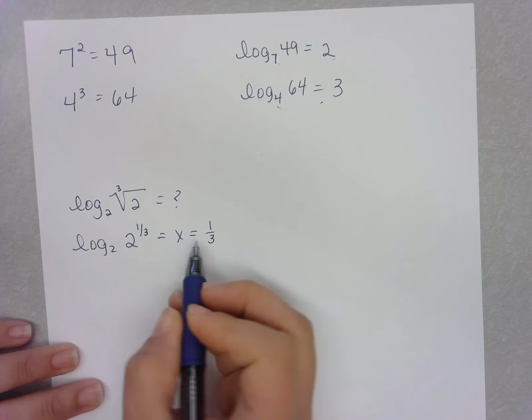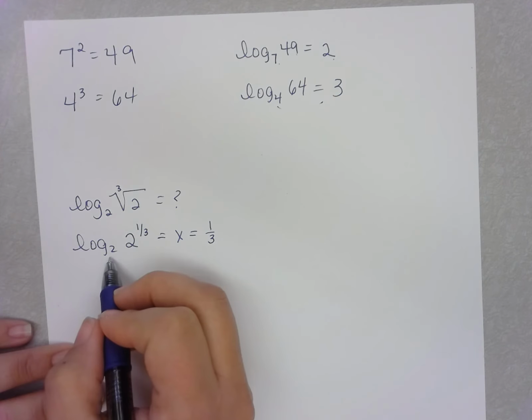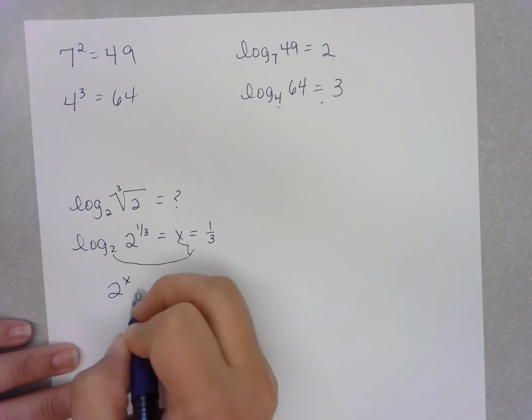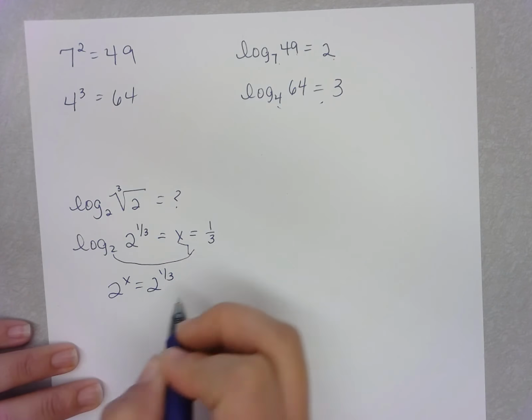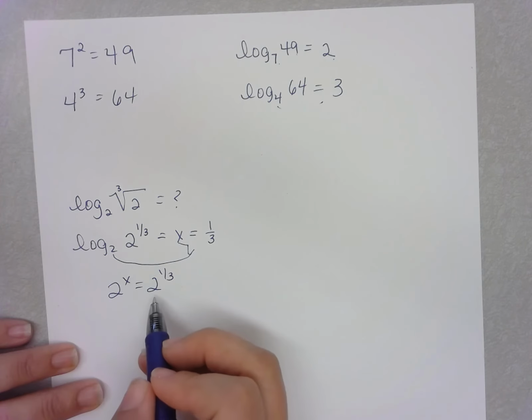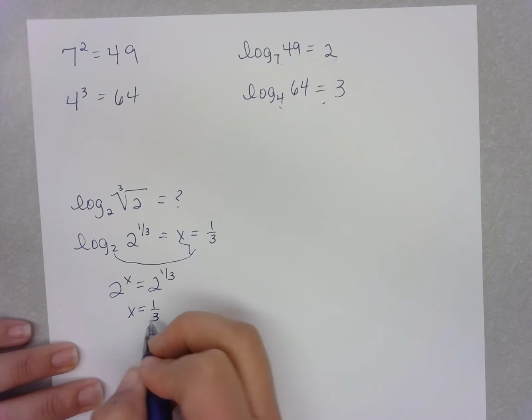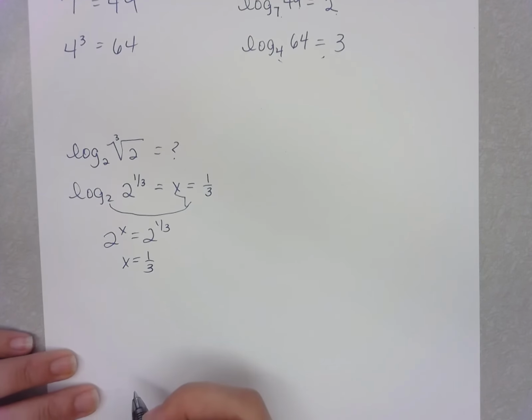If I want to put this back in exponential form, I can think of it as 2 to the x equals 2 to the 1/3. Well, if I have a base raised to a power and the same base raised to a power, then the powers must be equal to each other. So I get this. Okay?